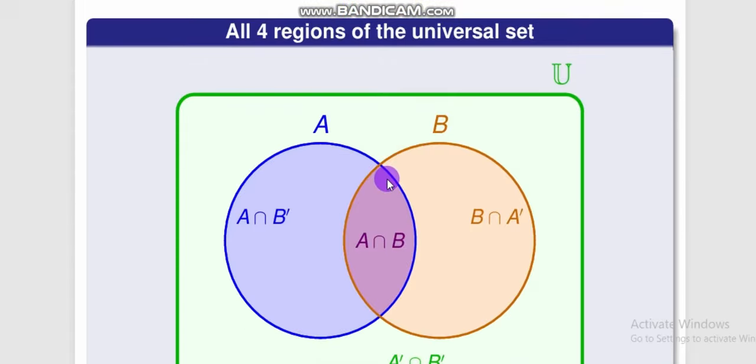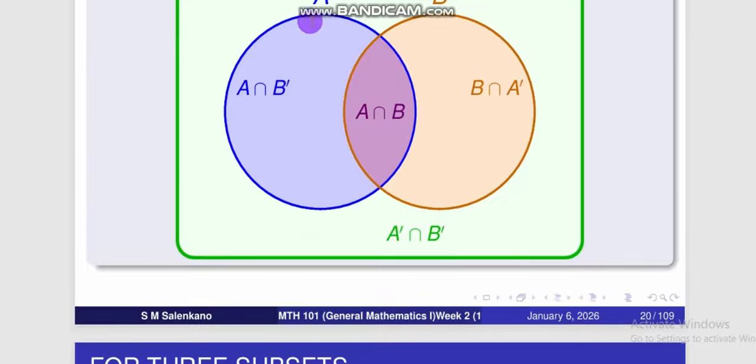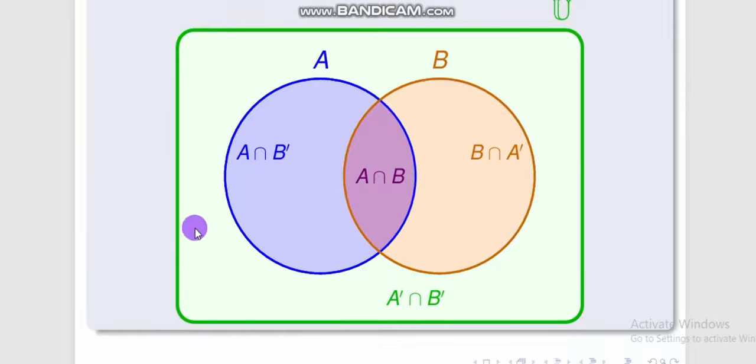Then the last region is outside. Remember, this region that we see here outside is A complement and is also B complement. So this is where the two sets agree outside. The B complement agrees with the A complement, meaning they have the elements in common. This is why we say outside here is A complement intersection B complement.